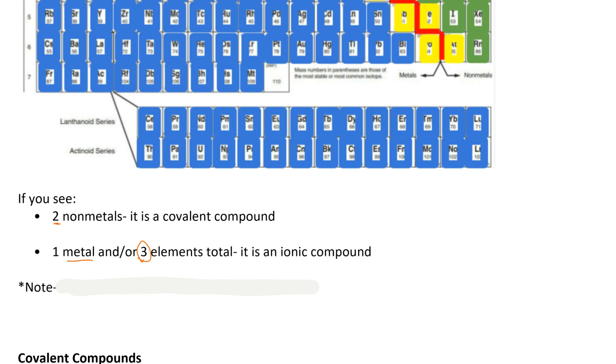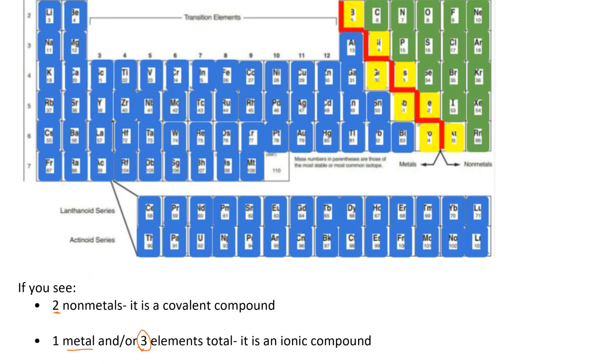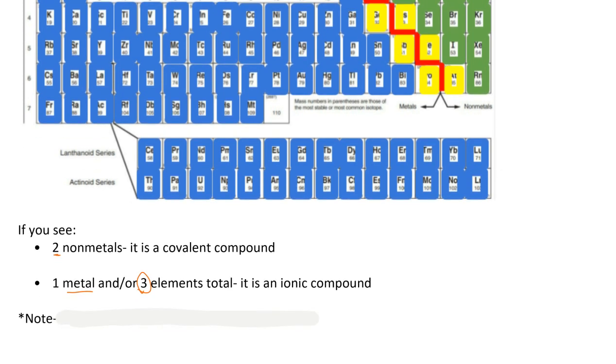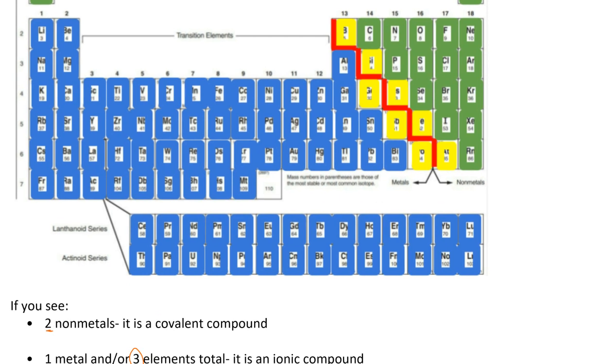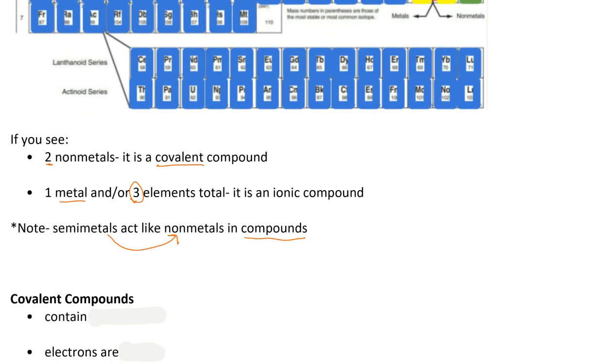One of the things that can get confusing is, what about these yellow semi-metals? Are they metals? Are they nonmetals? What do I do? So if you see a semi-metal, they act like nonmetals when we're thinking about compounds, okay? So if you see a semi-metal and a nonmetal, that would be covalent, okay? So pretend that the semi-metals are all lumped in with the nonmetals, all right? So that's kind of an exception to the rule.